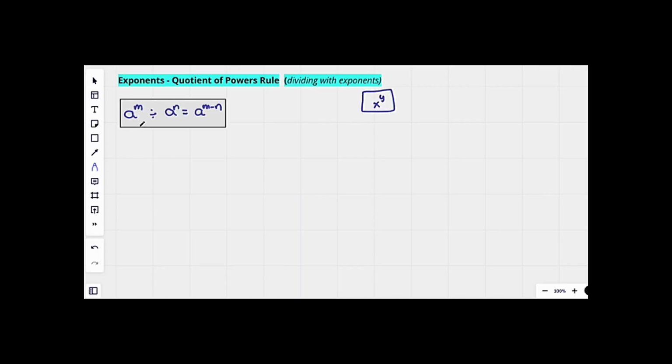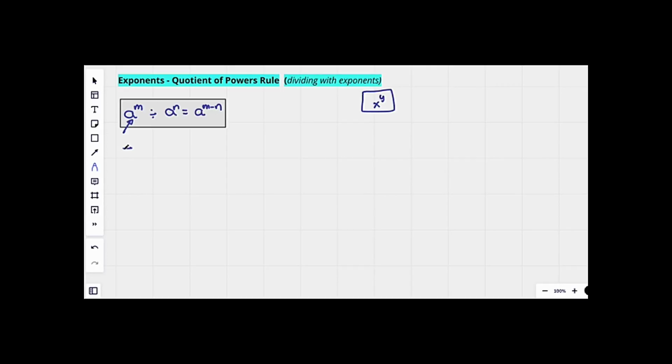So we've got a to the power of m divided by a to the power of n equals a to the power of m minus n. So what does that all mean? Well, a represents the base. So this represents the number that's going to be the base, and the one on top here represents the exponent. So if we have a number divided by another number and they both have exponents, we're going to subtract the exponents. So let's do this with numbers so that we understand a little bit better.